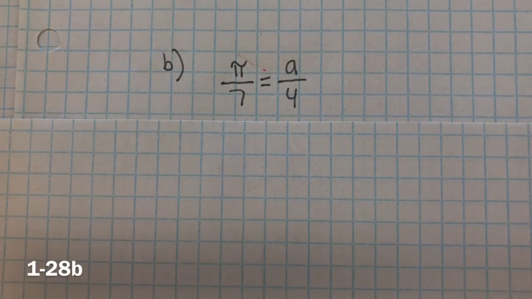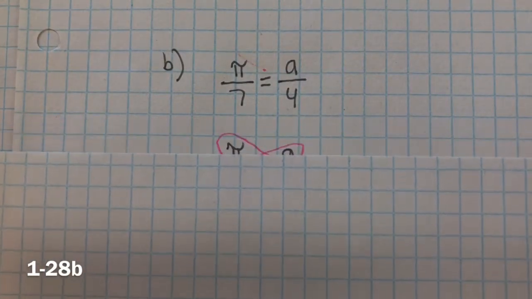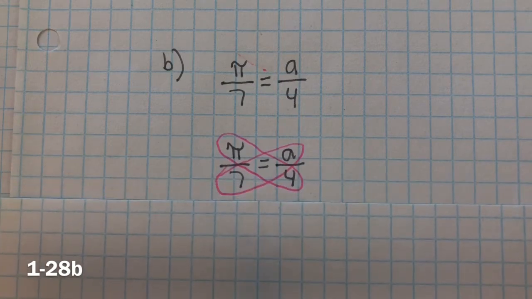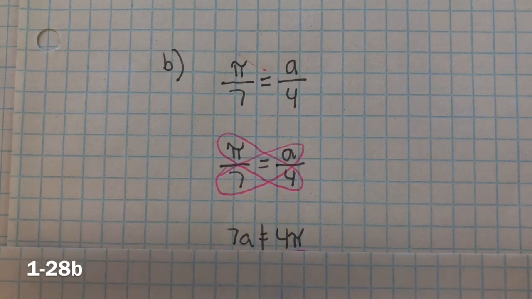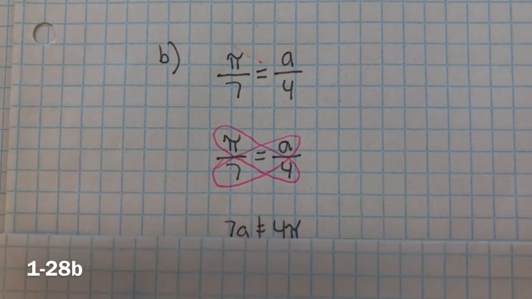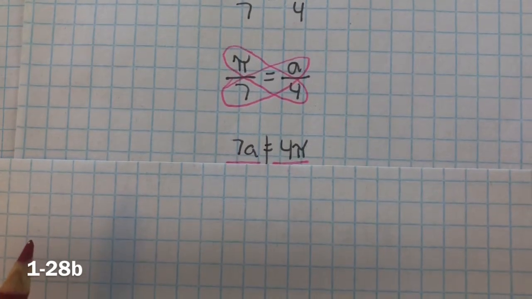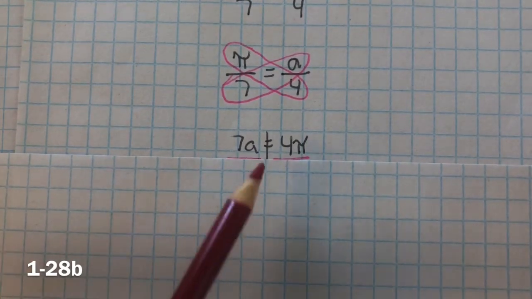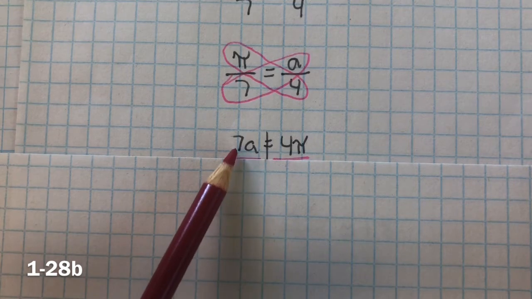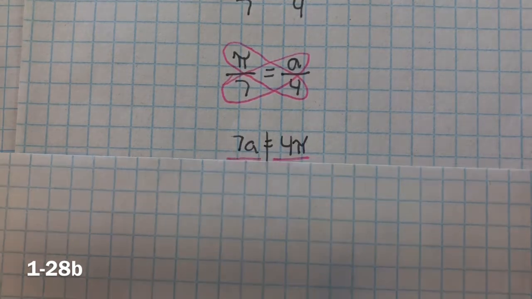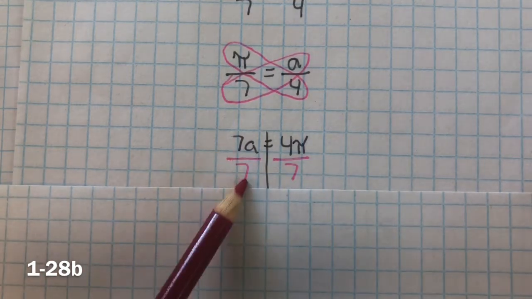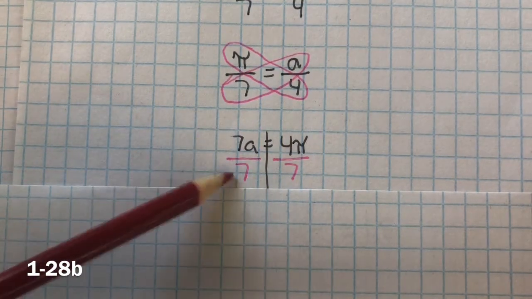For 128b, we're going to go ahead and solve it by cross-multiplying. And we get 7 multiplied by a is 7a. Pi multiplied by 4 is 4 pi. Now we're going to simplify this equation. We want to isolate the variable. And we're going to do that by dividing this side by 7. The reason why we chose 7 is because it creates the giant 1.